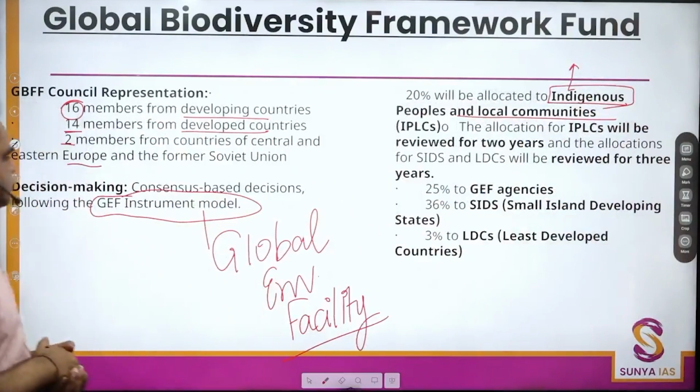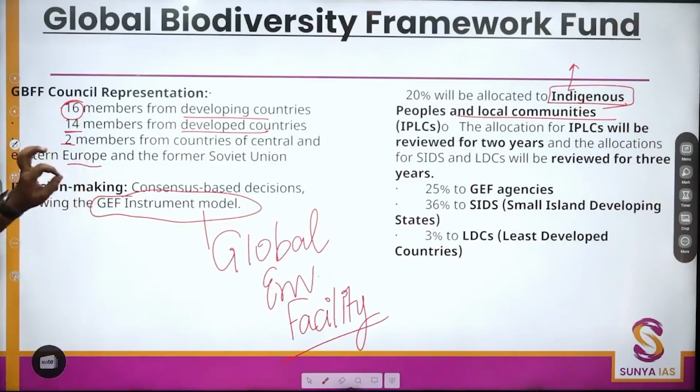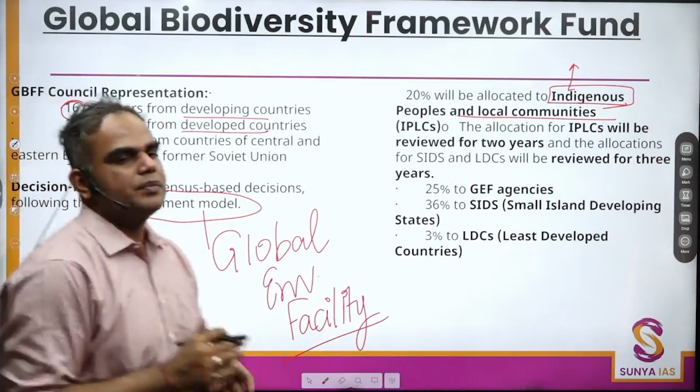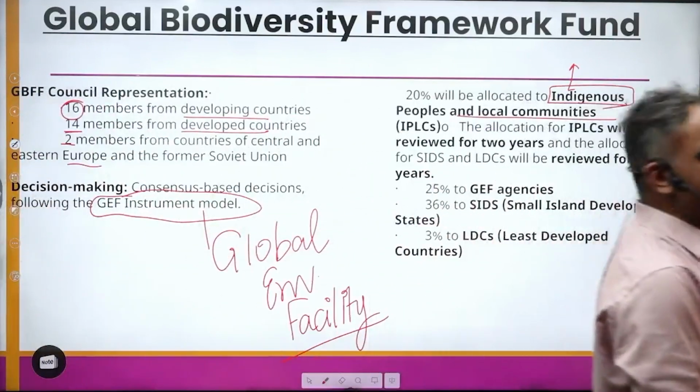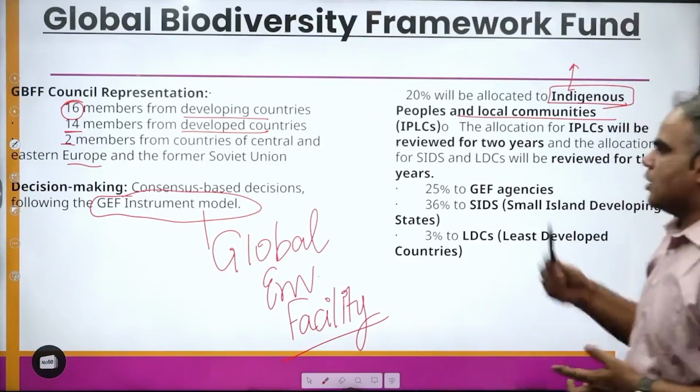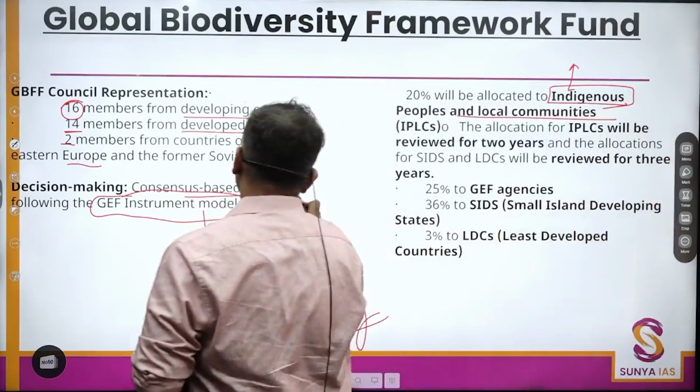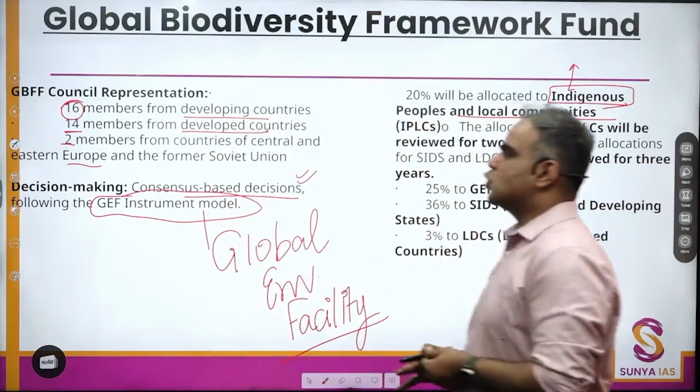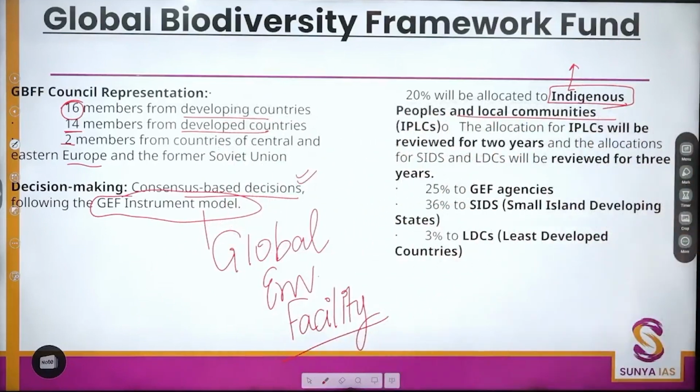And when you write down GEF, also mention a star mark, because tomorrow we'll also see many other financial instruments of GEF and many other funds of GEF. In that also write this. GEF is Global Environment Facility. And also consensus based decision making. There's no veto as such. Is this okay?